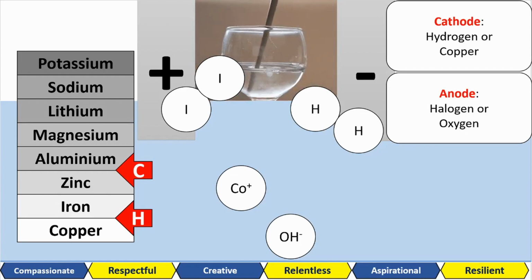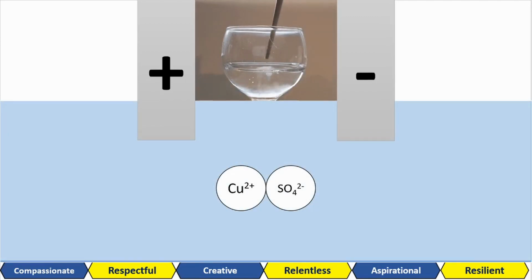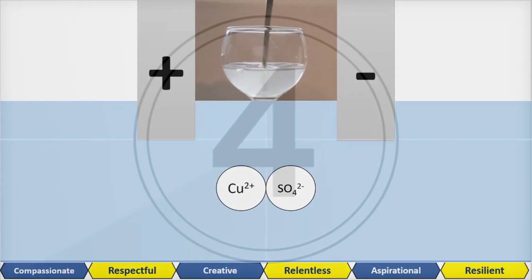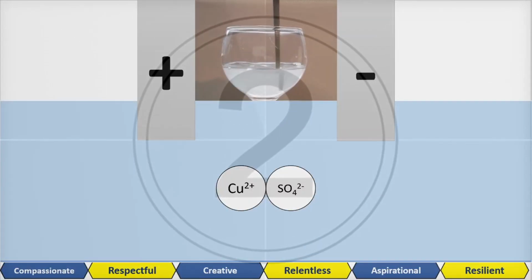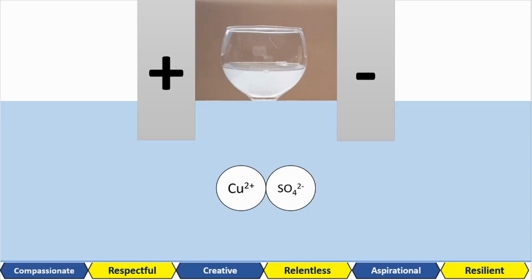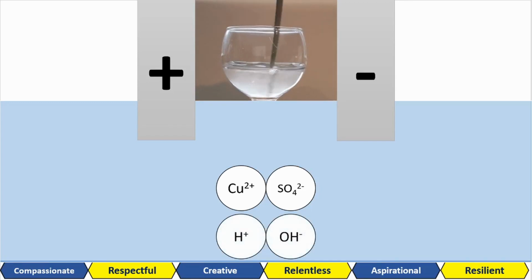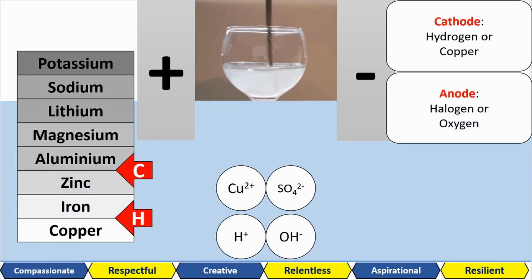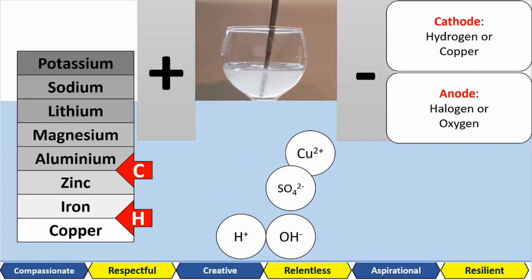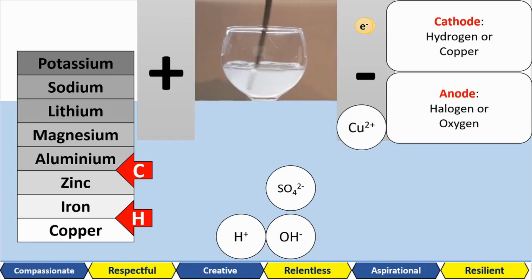Let's do 2 more. This one should be a little bit more simple. Again, it's an aqueous solution, so we have our hydrogen and hydroxide ions. At the cathode, it's either copper or hydrogen forming, remember? Do we have any copper here? Yes, we do have copper ions here, so it will be copper forming at the cathode.